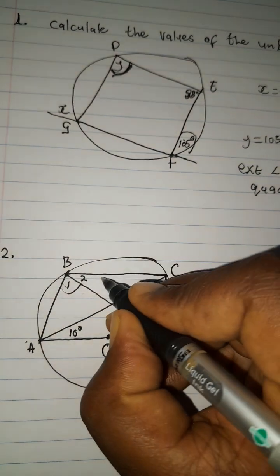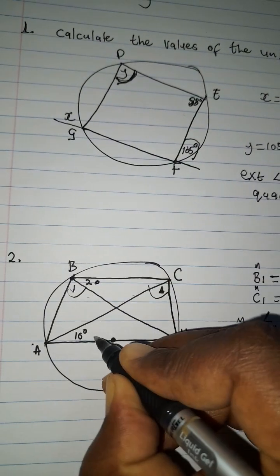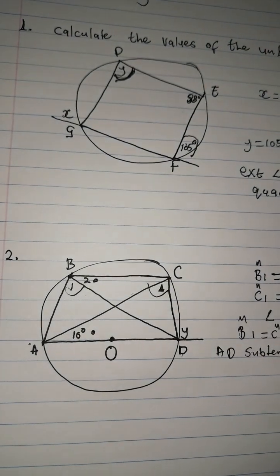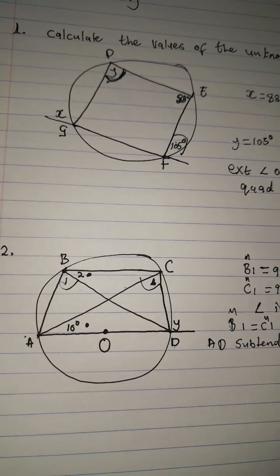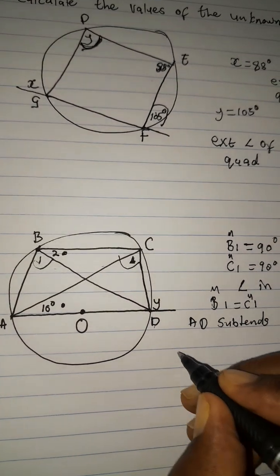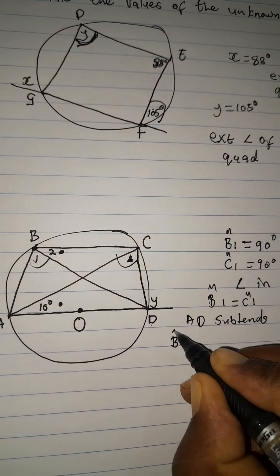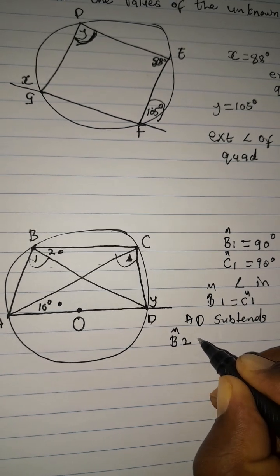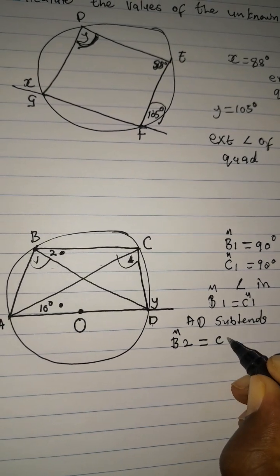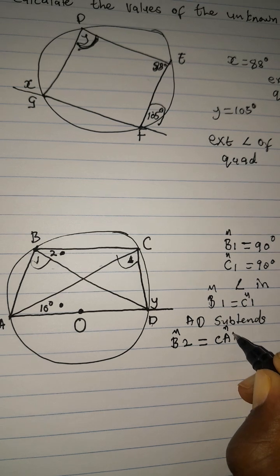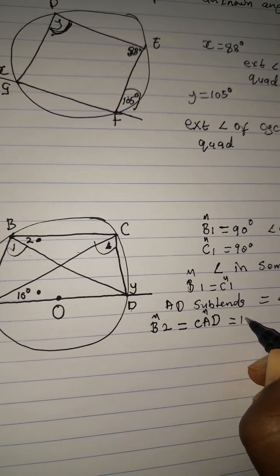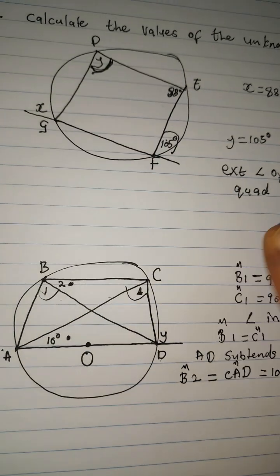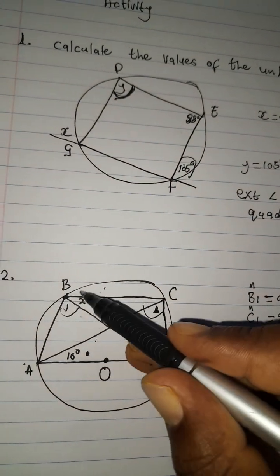Can you see that angle B2 and angle A, these are angles on the same segment? Angle B2, let's write it very well here. Angle B2 is equal to angle CAD, which is equal to 10 degrees. They are angles on the same segment.